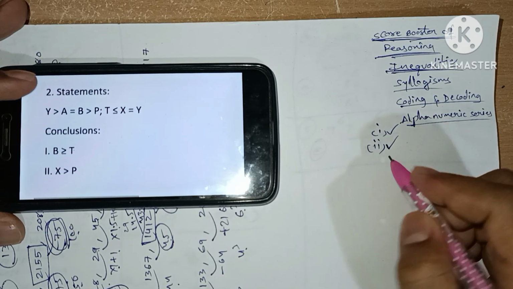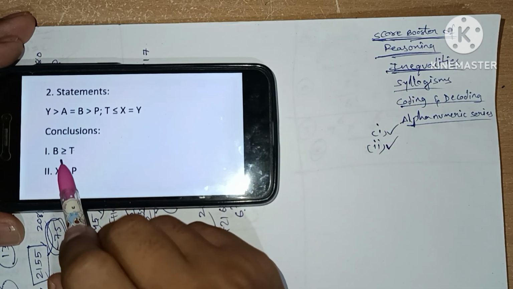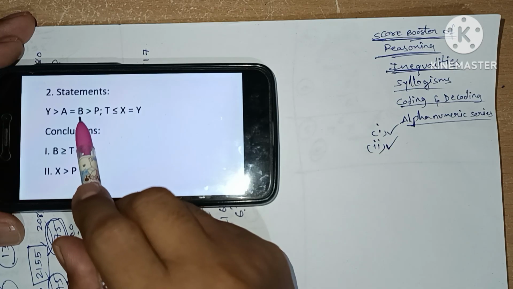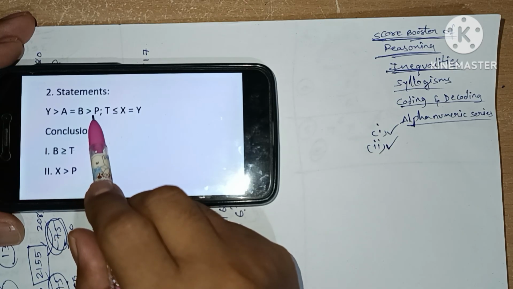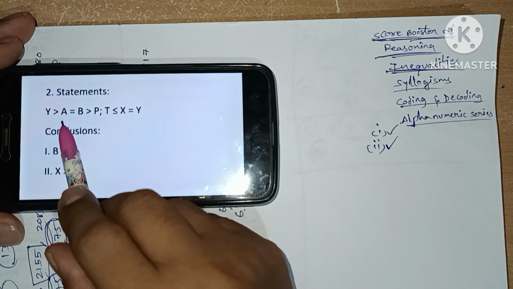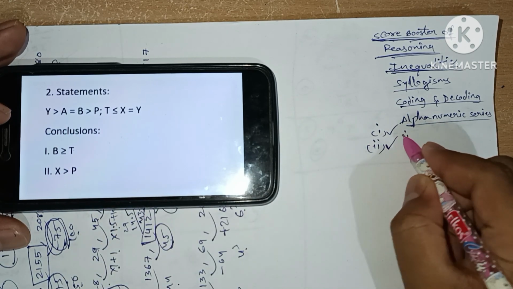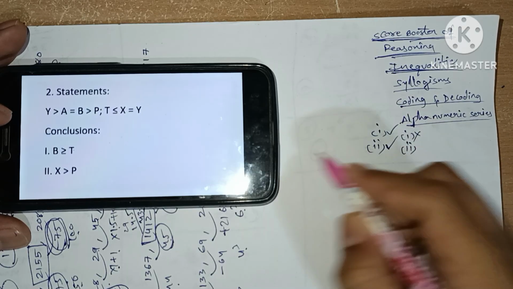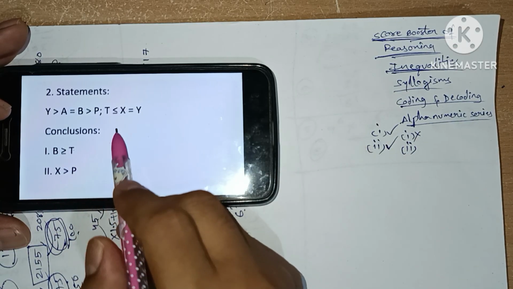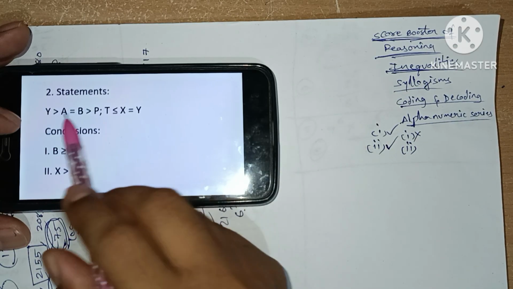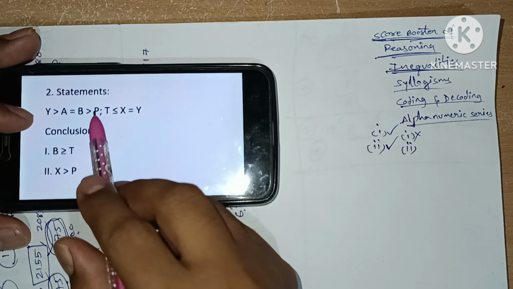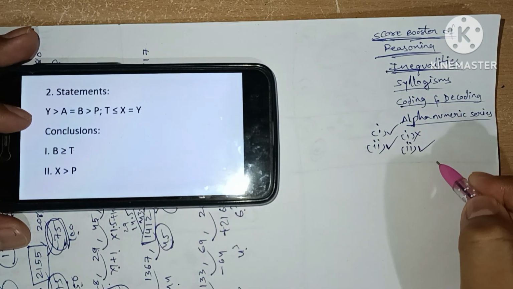Next, second question, the flow from B to T with everywhere equals to. From B we can reach P, or else we can reach A, but cannot reach T. So first conclusion will be false. Second conclusion, the flow from X to P. From X it is nothing but Y. From Y we can reach P, it is possible. So second one is true.